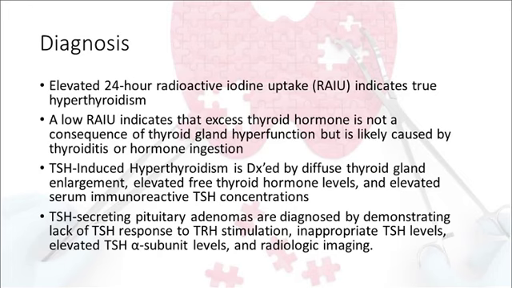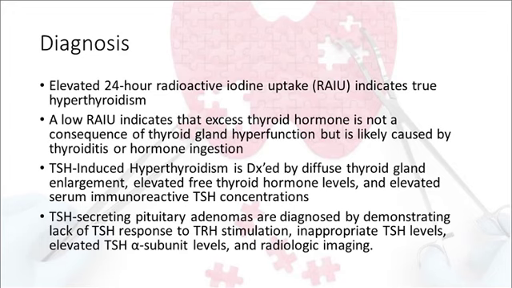In order to diagnose patients, we need to use what we would call the elevated radioactive iodine uptake, which is a true indication of hyperthyroidism. A low level of radioactive iodine uptake indicates excessive thyroid hormone, and this is not a consequence of thyroid gland hyperfunction, but is largely or most likely caused by either thyroiditis or hormone ingestion.